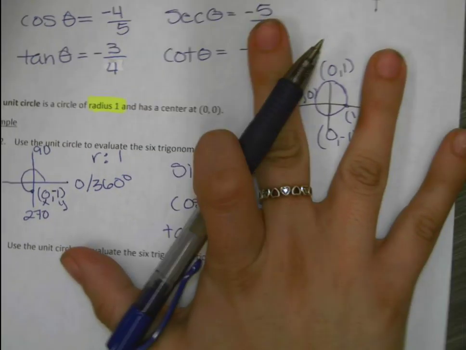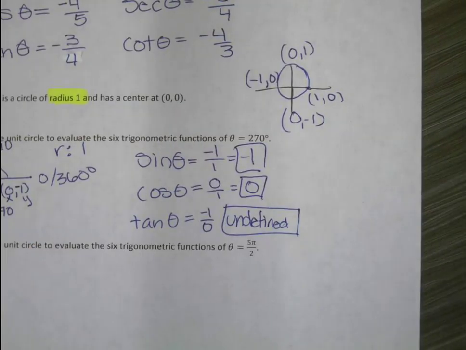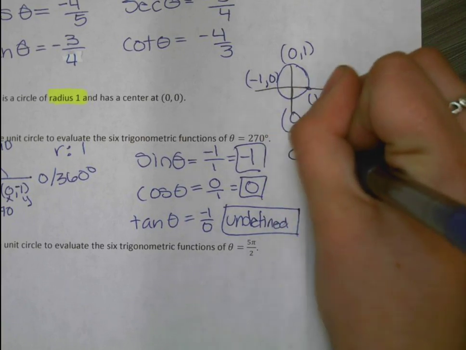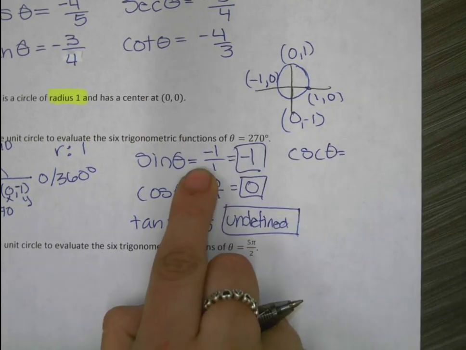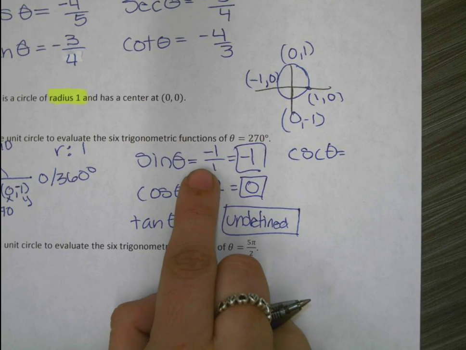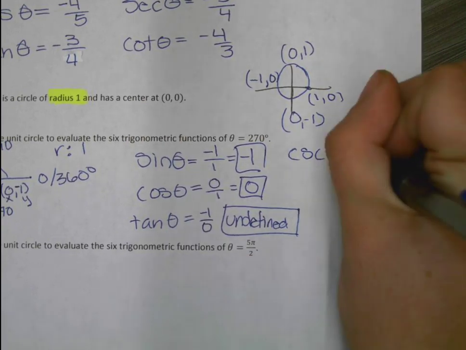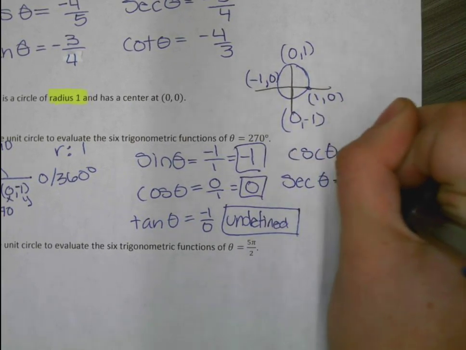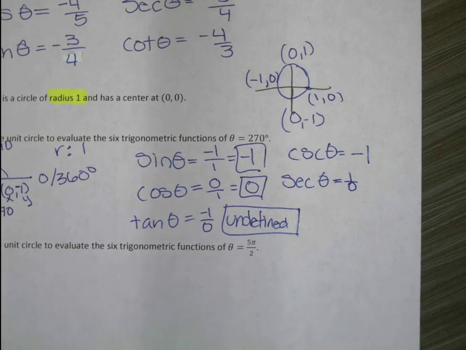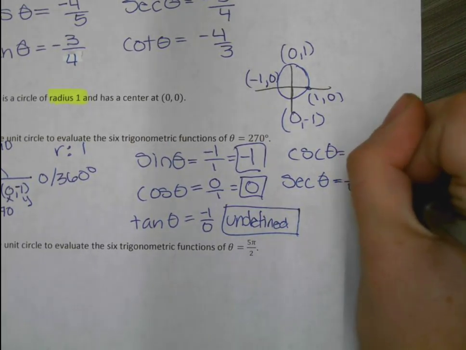Okay, then I want to go find the other 3. Okay, so cosecant, I go and I find the inverse of -1. So if I do 1 over -1, because if I flip this fraction, it's still going to be -1. Okay? Secant, this time I'm going to flip it, and it's going to be 1 over 0, which, is that okay? No, so secant is also undefined.